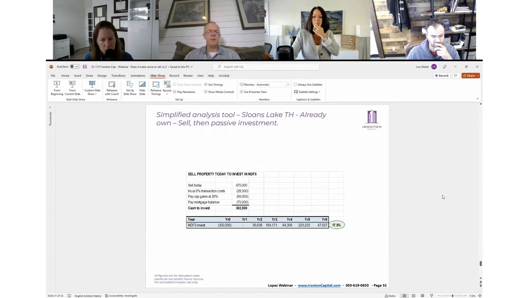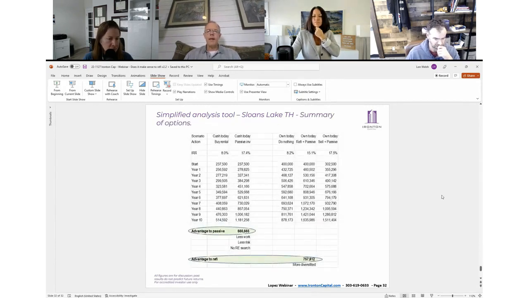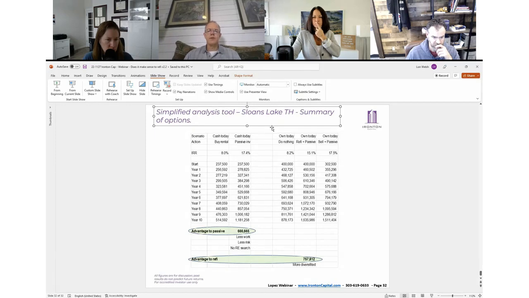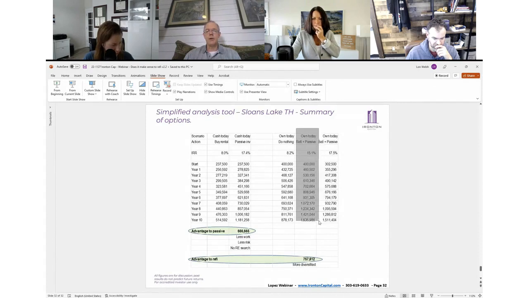So what's our best option with this one? And the answer is do nothing gets us from 400,000 of equity to 878, so more than doubles. Keeping it and doing a refinance to get a HELOC goes to $1.6 million. And in this particular case, just selling it outright is $1.5 million. So the middle option, again, is the best, but it's pretty close.